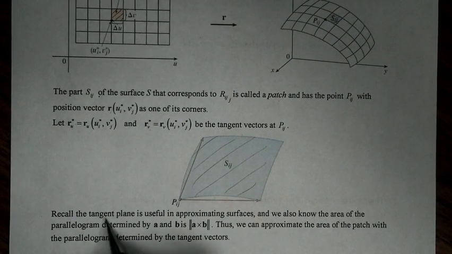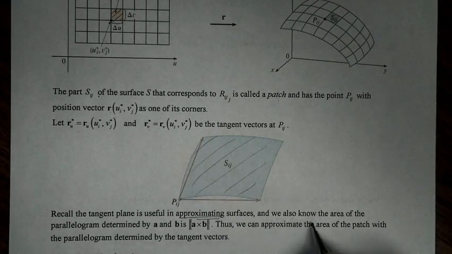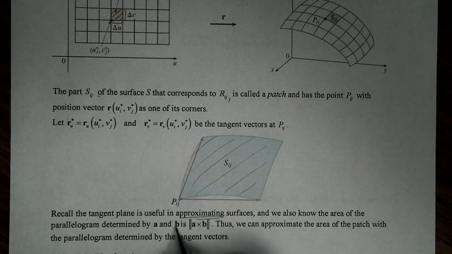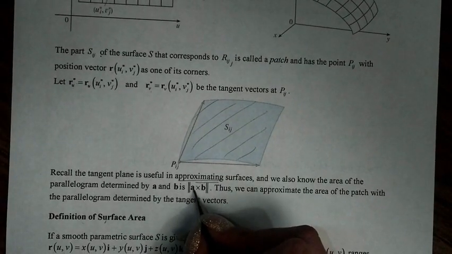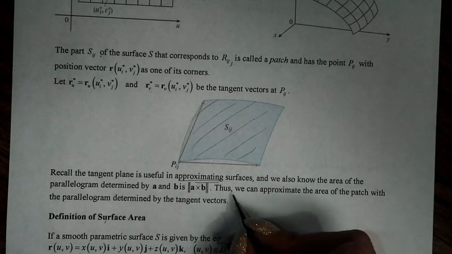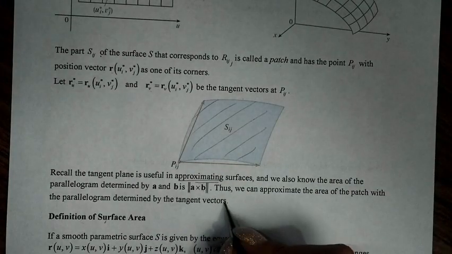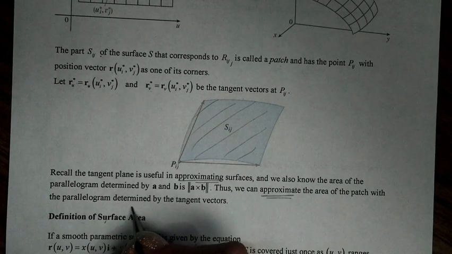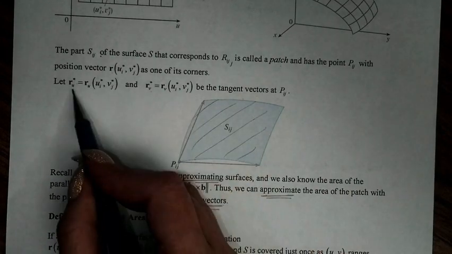Recall that the tangent plane is useful in approximating surfaces, and we also know how to find the area of a parallelogram. At the very beginning of the school year, we learned that for the cross product of vectors A cross B, the magnitude gives you the area of the parallelogram. This looks like a parallelogram, so it's great. You are going to approximate the area of the patch with the parallelogram determined by the tangent vectors. That's why we want the two tangent vectors, this one and this one.